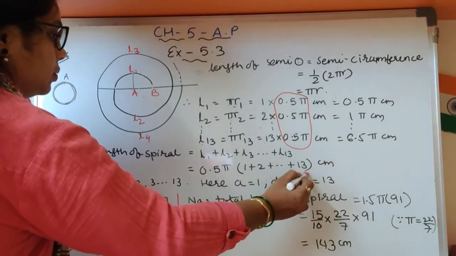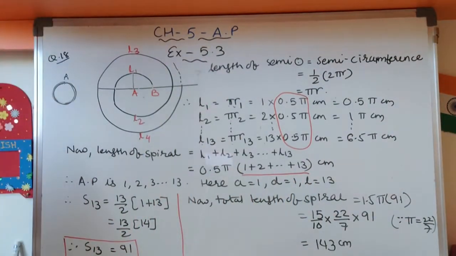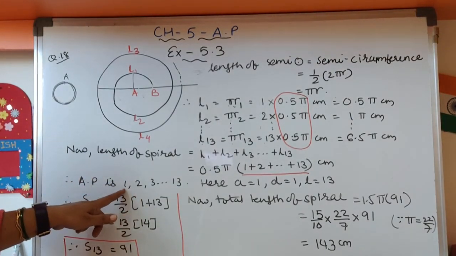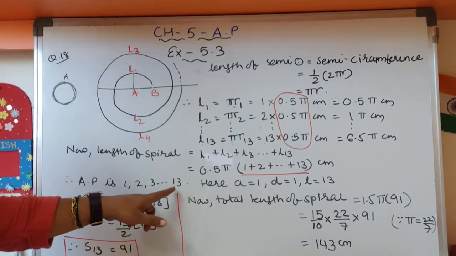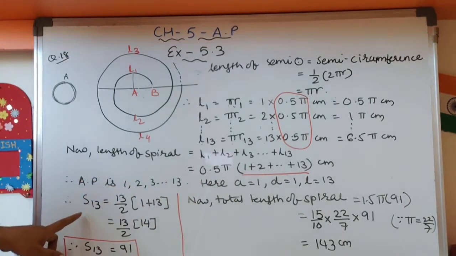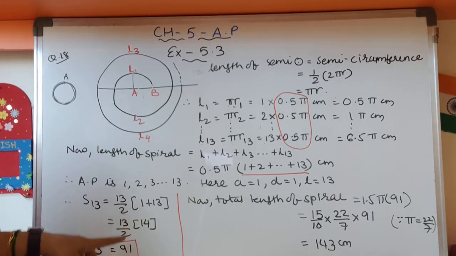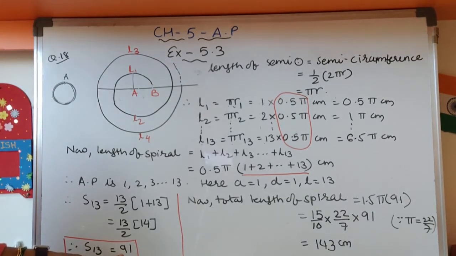So this is an AP for the given question, and therefore A is equal to 1, D is again 1, and L is equal to 13, and therefore the sum is equal to 13 by 2, and after calculation it is 91.